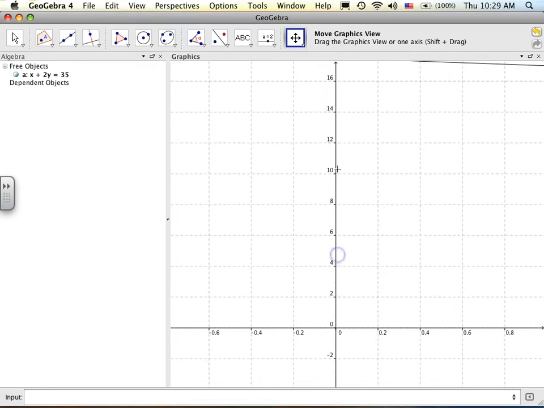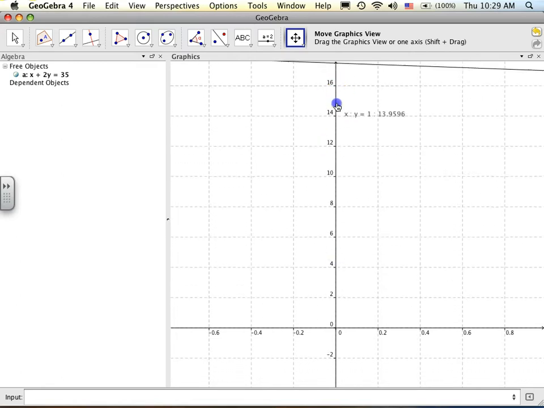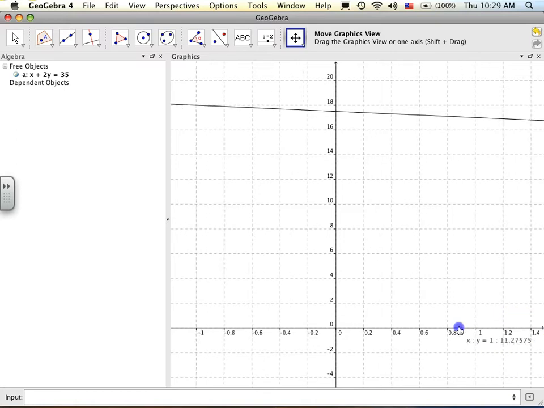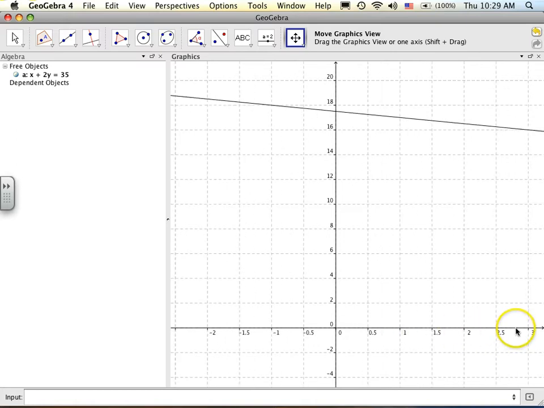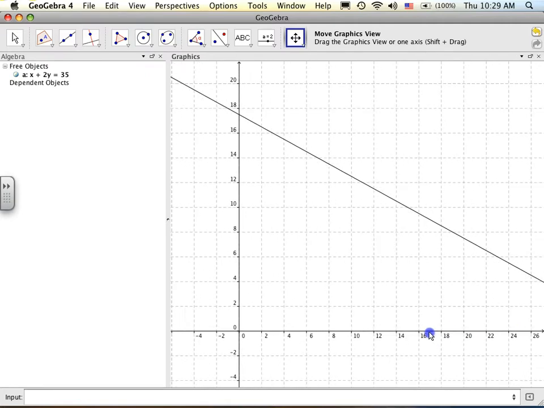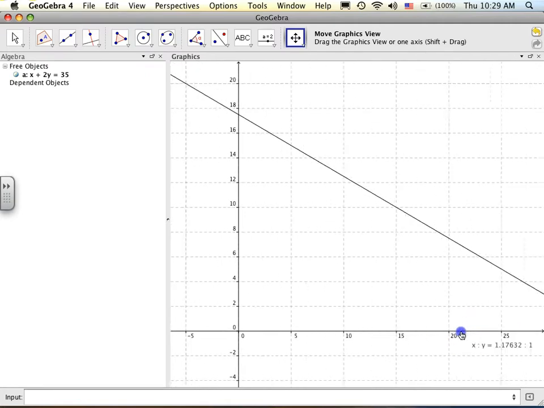Look at that. As you start making it bigger, you will start seeing your line. You can do the same thing for your x-axis as well. And there you have it. You see it? So, this is your line.